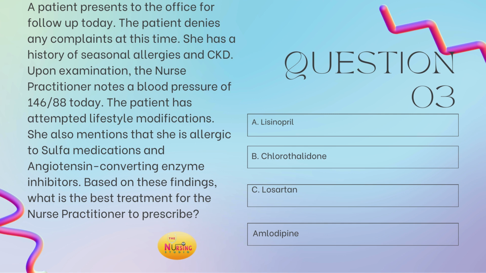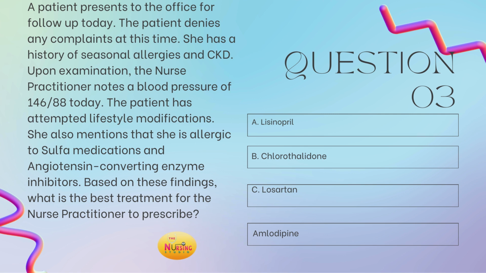The nurse practitioner notes a blood pressure of 146/88, so we know that that is elevated. They've already attempted lifestyle modification, so we're at the point that we need to prescribe a medication to manage her blood pressure. She's allergic to sulfa medications and angiotensin converting enzyme inhibitors. So, knowing this, how do we treat the blood pressure? Is it A, lisinopril? You should immediately eliminate that because she is allergic to ACE inhibitors. Remember, ACE inhibitors end in pril.